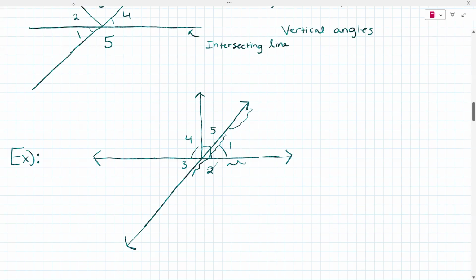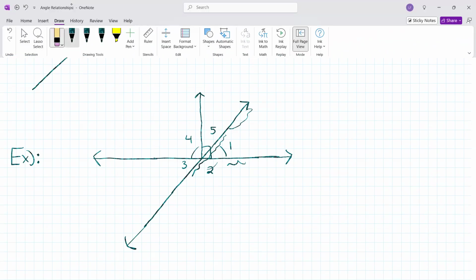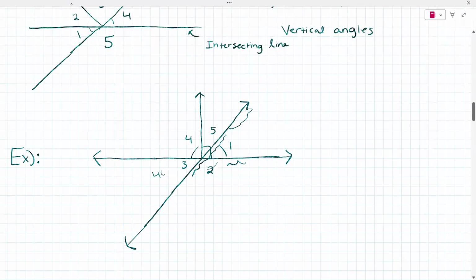Okay, so number 7 says if angle 3 is 40 degrees and angle 1 and angle 5 are complementary, so that adds up to 90. Find all other angles. So here, let me write it out. This is number 7. I'm going to put it right here.